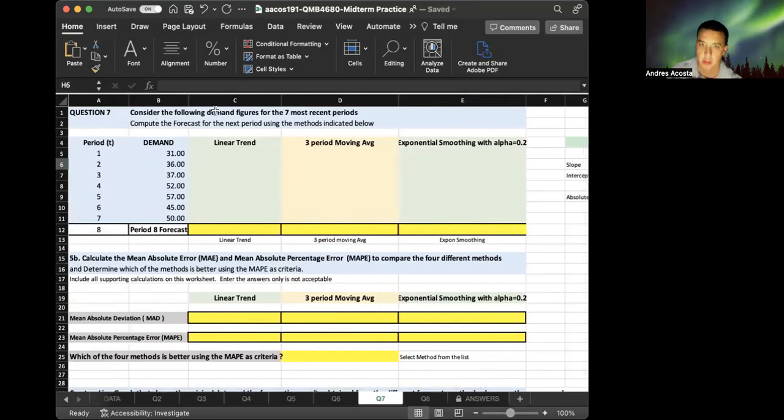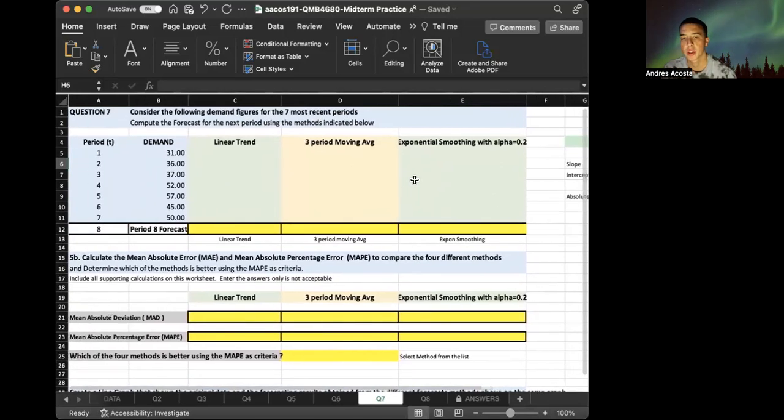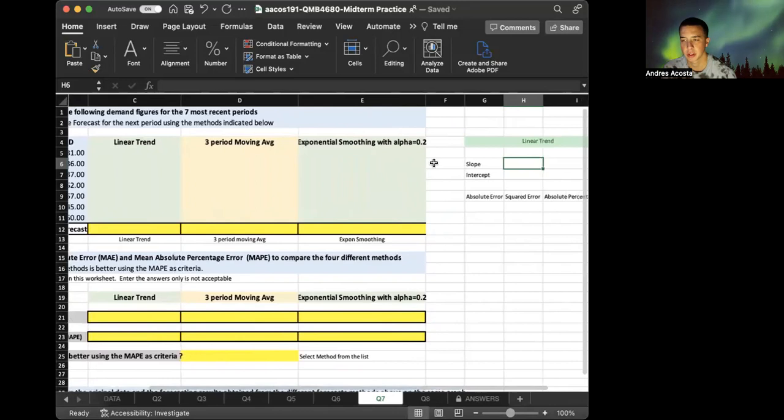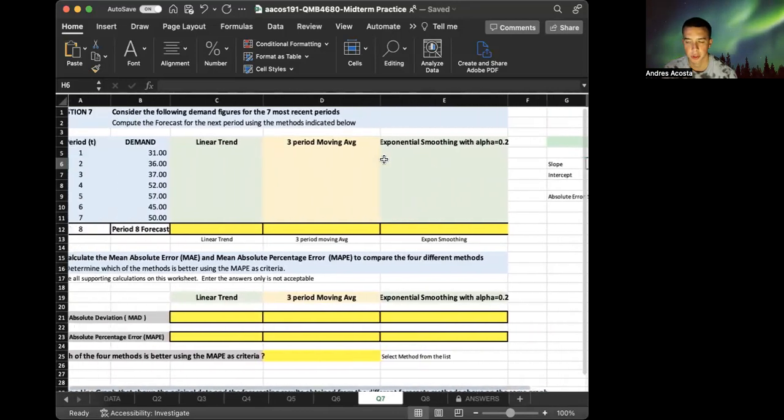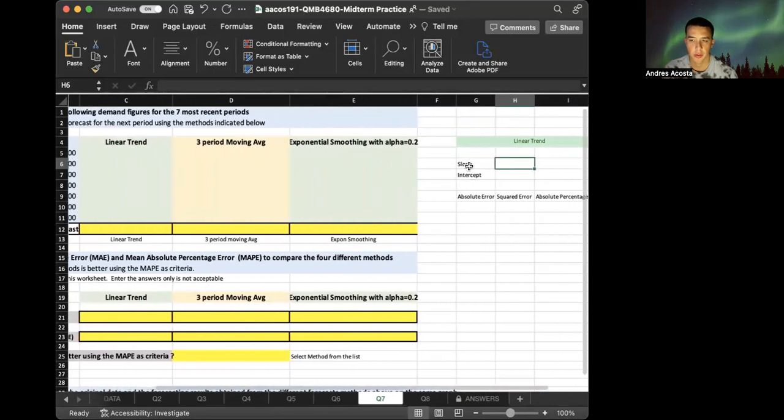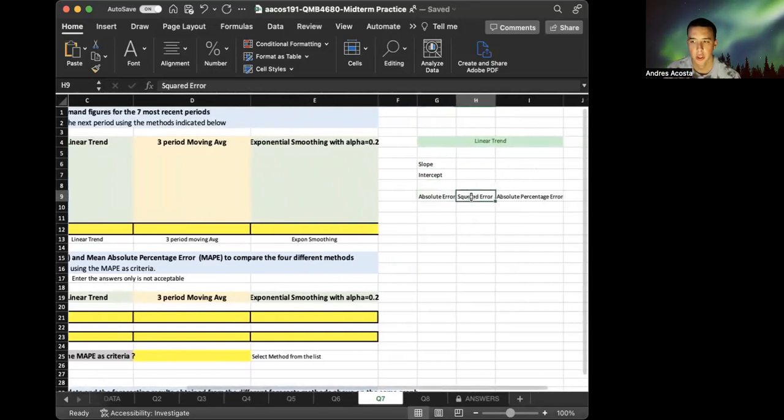It says to consider the following demand figures for the 7 most recent periods, and to compute the forecast for the next period using the methods indicated below. So to organize ourselves, we could make a linear trend chart that will consist of the slope, the intercept, the absolute error, the squared error, and the absolute percentage error.